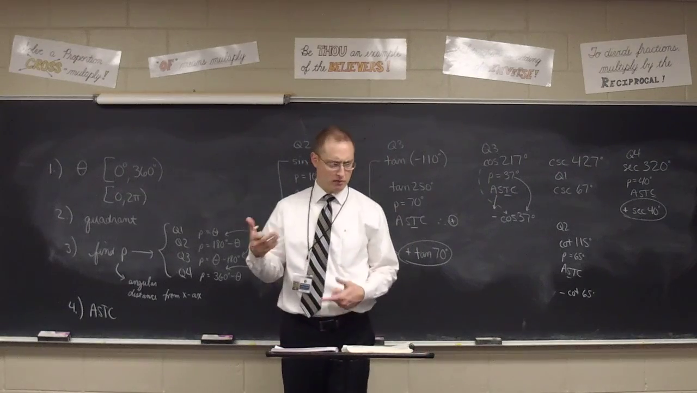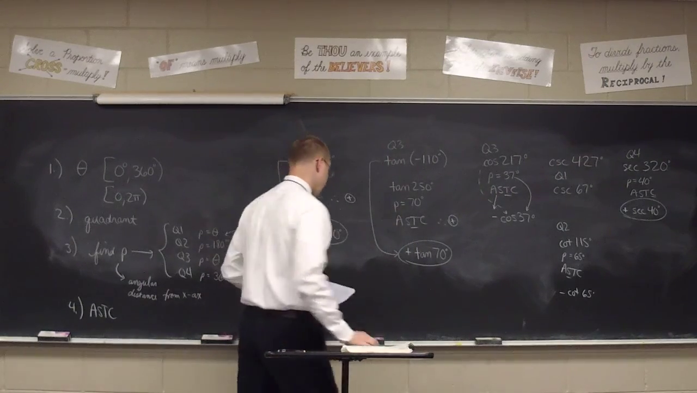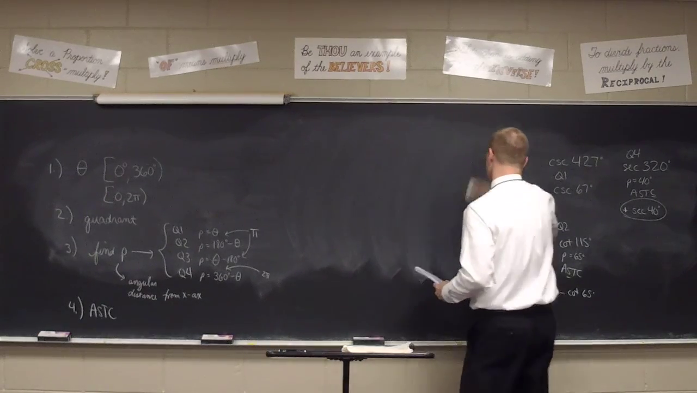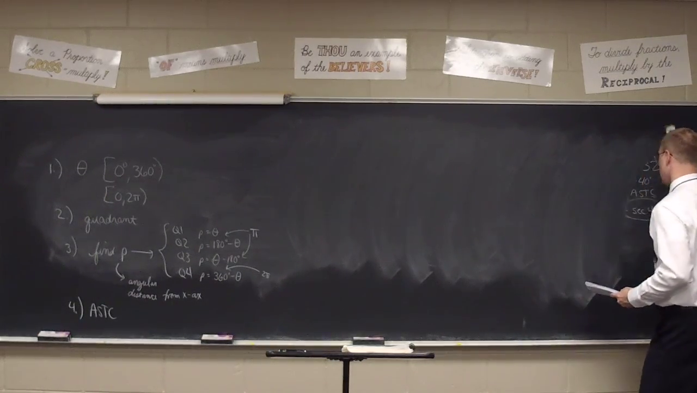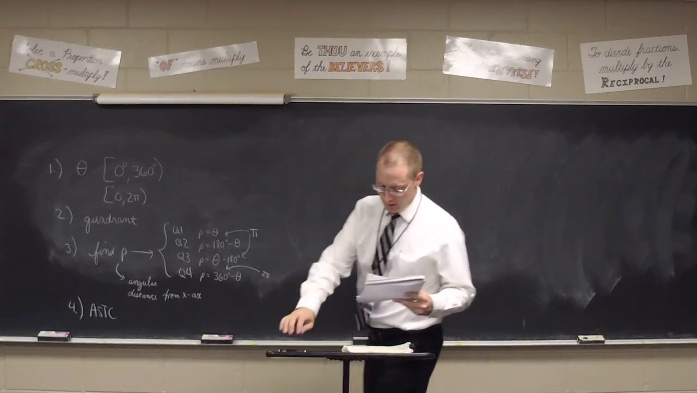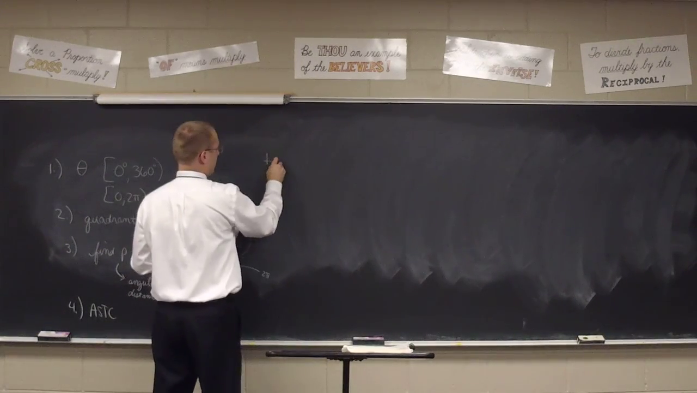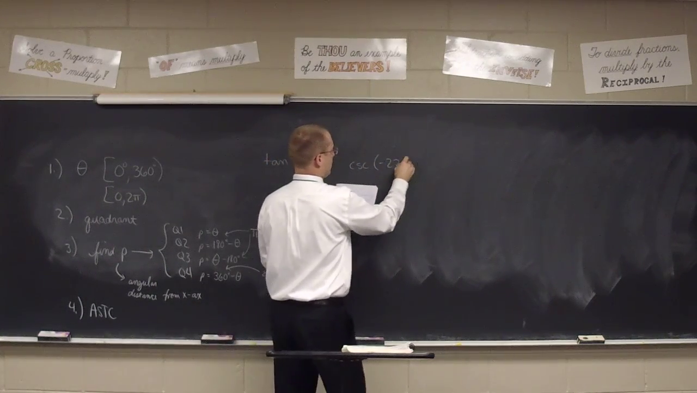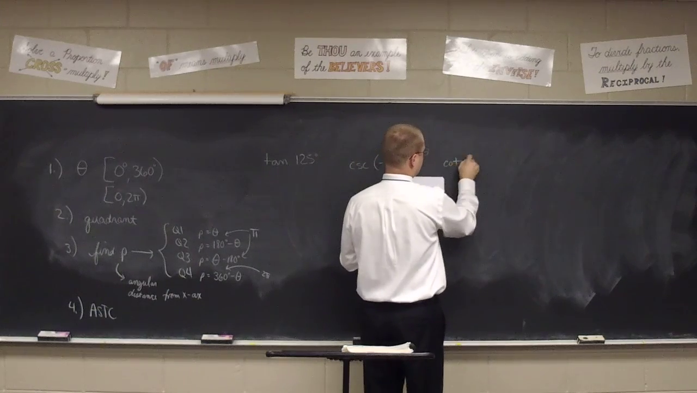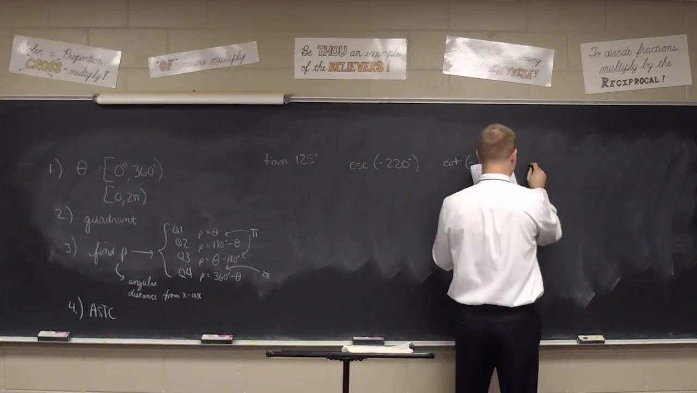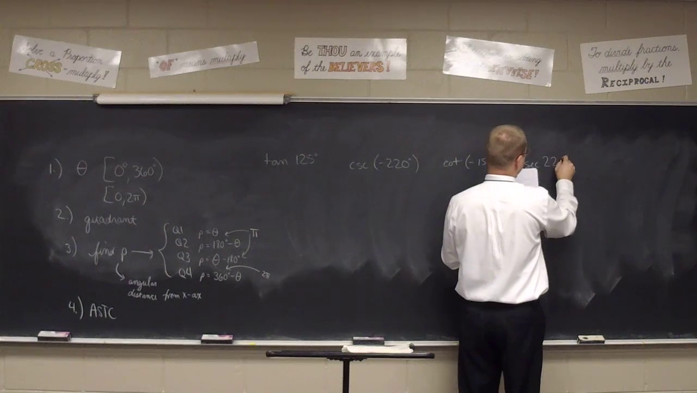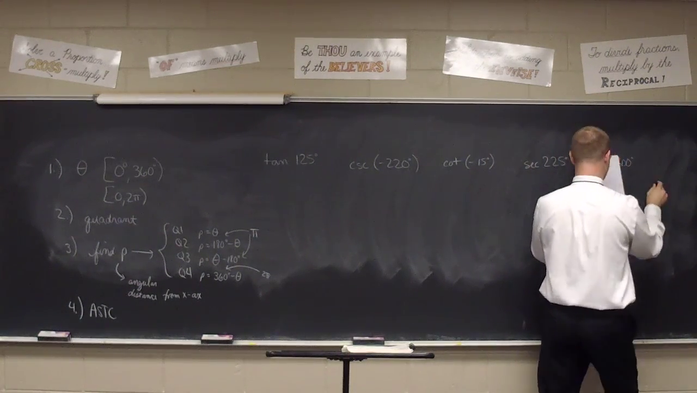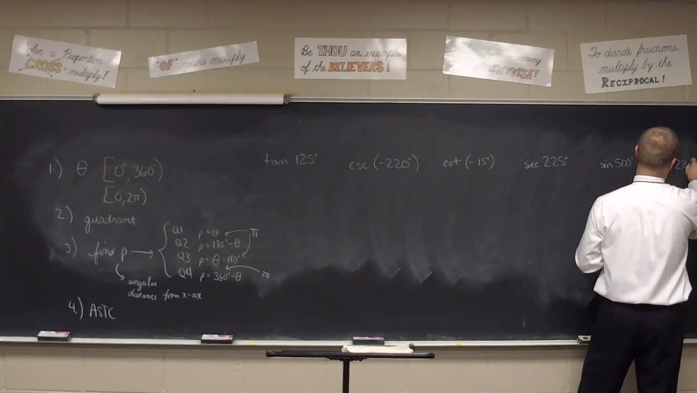Feel like we're in the groove now? Got it figured out? All right, excellent. Let me erase these. I'll give you 6 to do on your own. I want you to rewrite the tangent of 125, cosecant of negative 220, cotangent of negative 15, secant of 225, the sine of 500, and the cosine of 280.